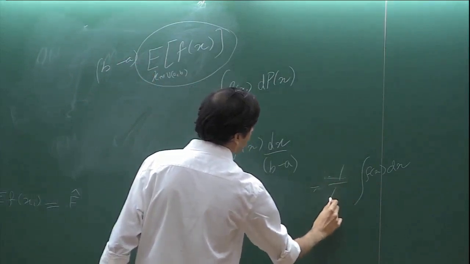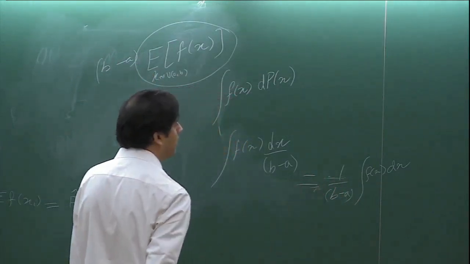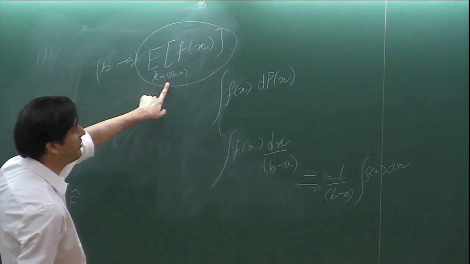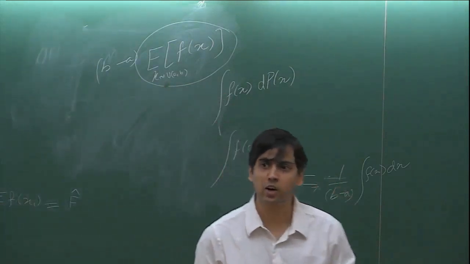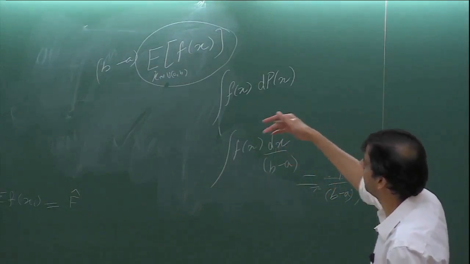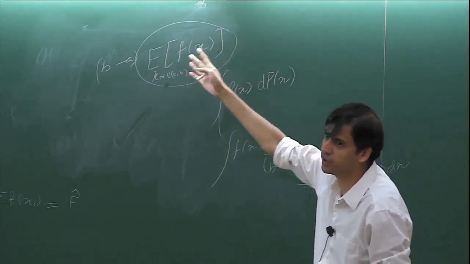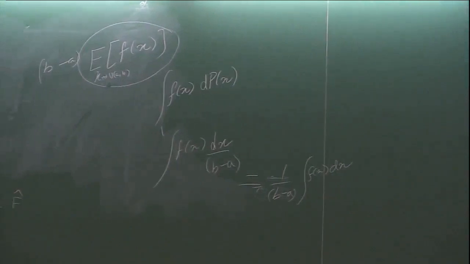So let me write it. And how are you evaluating this expectation? You are evaluating it using the law of large numbers, where if you start sampling more and more x points from this distribution, your expectation converges, and that's why you get a good estimate of the integral. So what is the advantage of a Monte Carlo method?